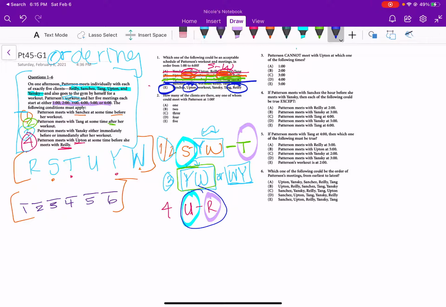All right, for number 2, how many of the clients are there, any of whom could meet with Patterson at 1 o'clock? So we're looking for which variables could actually go here. So who could go first? I actually kind of hinted at this at the beginning. Well, if you think about it logically, can T go first? No. Can Y or W go first? No. Can R go first? No, because U has to go before it. So the only ones that can go first are S and U. So our answer is going to be B, 2.